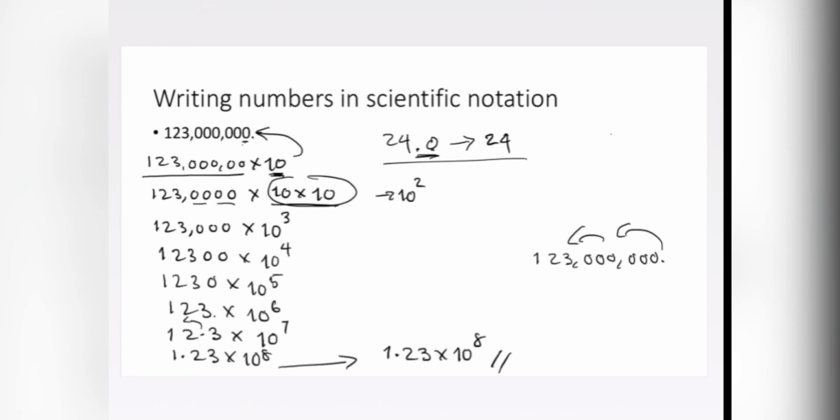It is moving left hand side. So when your decimal point is moving left hand side, your power is going to be positive. So keep this in mind.